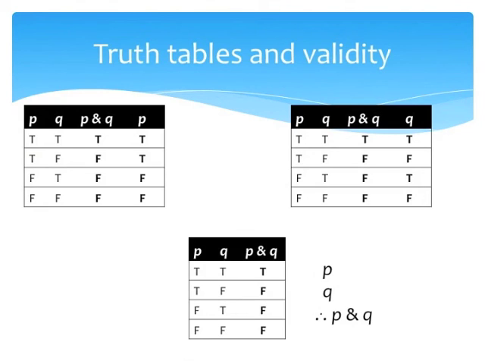In the third argument, we actually have 2 premises. First premise P, second premise Q, and then the conclusion is P and Q. And so we apply the same procedure. There is only one row in which both of the premises are true, which is the first one. And in that row, the conclusion is also true.